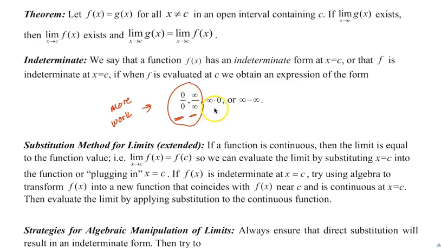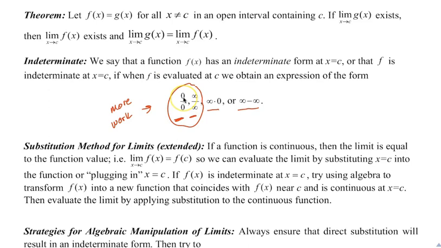Now, these are also indeterminate forms. These are ones we don't use as much: infinity times 0 and infinity minus infinity. Those are also considered indeterminate forms, but in AP Calc, we really just focus on these. These are the ones that we really just focus on, that they're given to us.